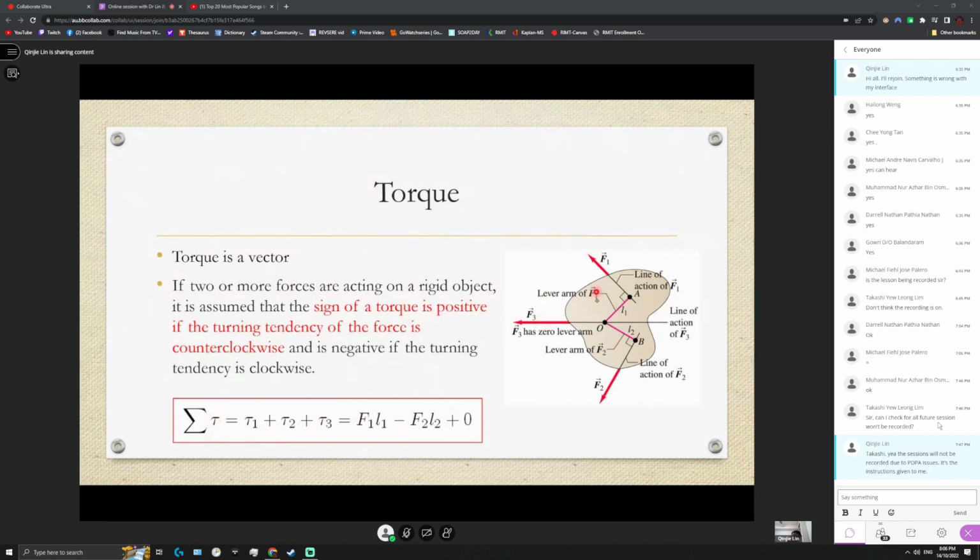So the summation of torque from these three forces, the summation of all the torque, we write as tau. It will be F1L1 minus F2L2, because this is positive, this is negative, and this is 0. So this is the summation of torque. This is the convention that we use, and just stick to this convention. It will be the easiest.